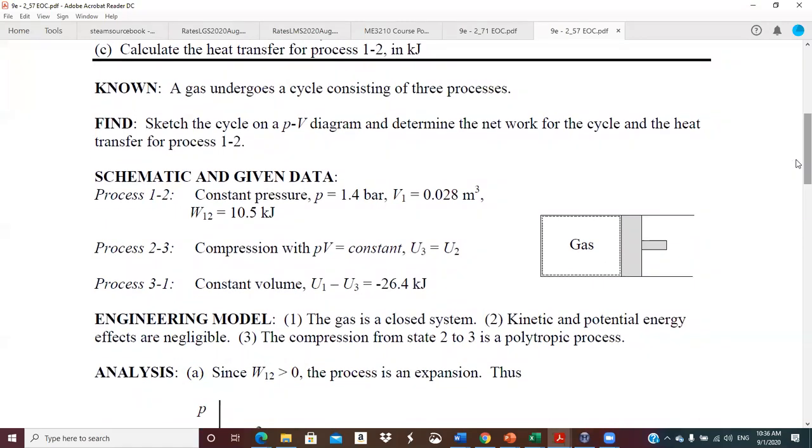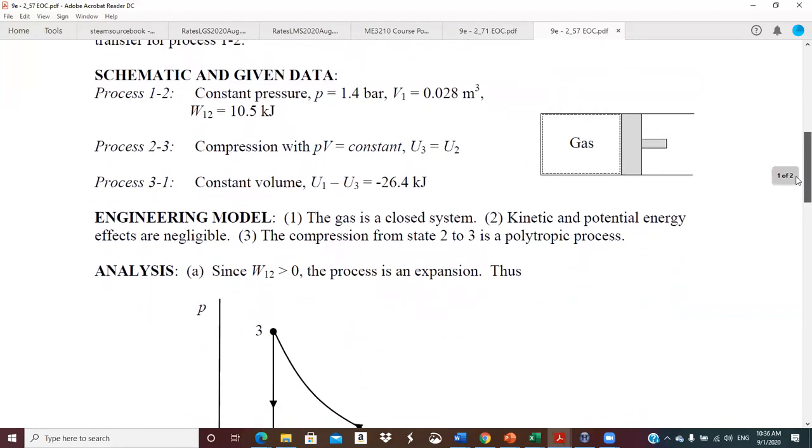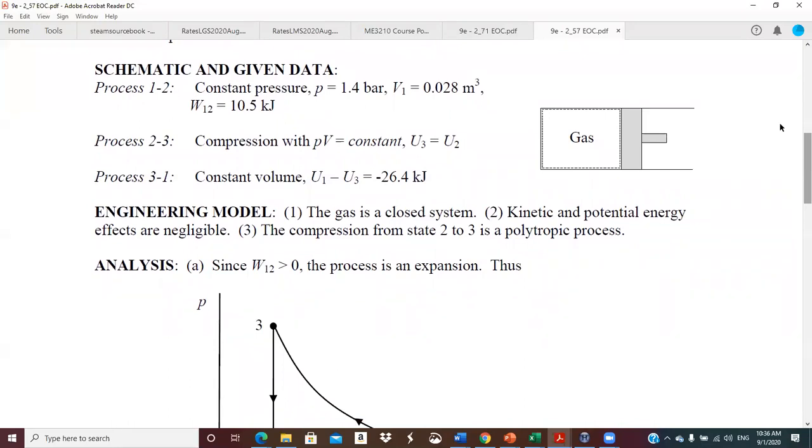you know, this is the structure that they recommend for problems, which, I mean, it is good. It's a little bit laborious to write out all this stuff, but anyway. So now, a gas undergoes a cycle consisting of 3 processes. Find, we sketch on a PV diagram and determine the net work for the cycle and the heat transfer for process 1, 2. And so schematic and given. So he's just restating, draws a picture of a piston cylinder, restates the information that we're given.